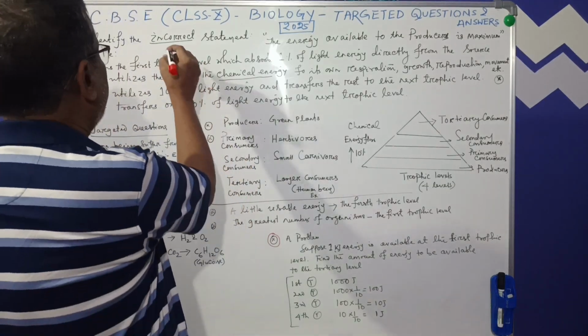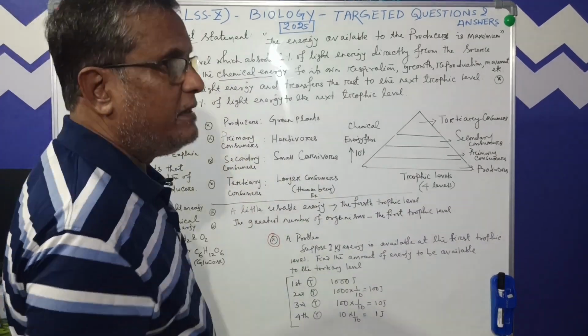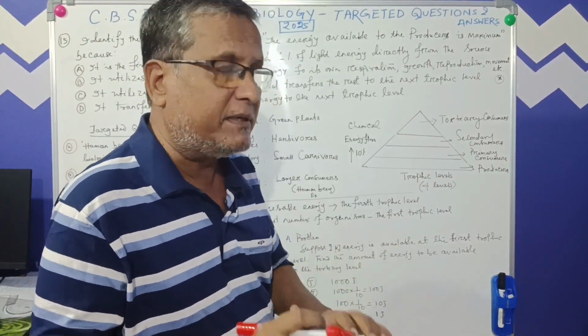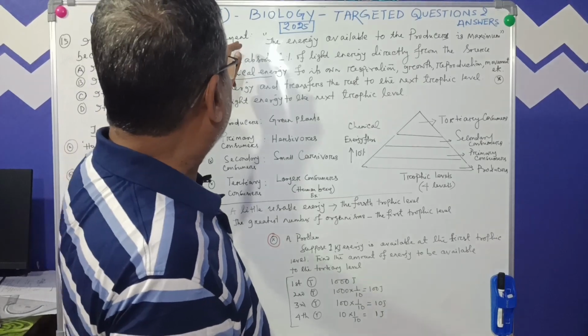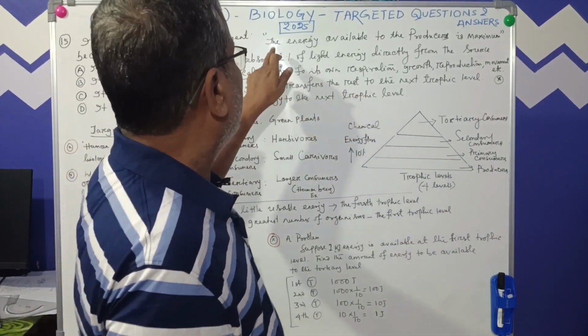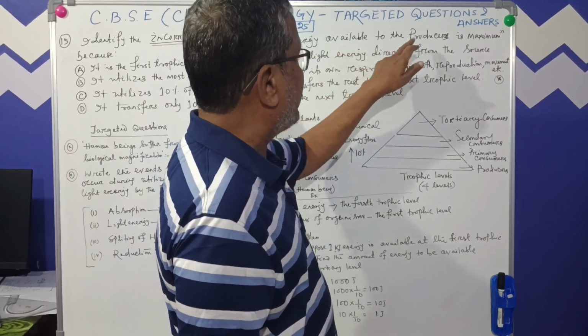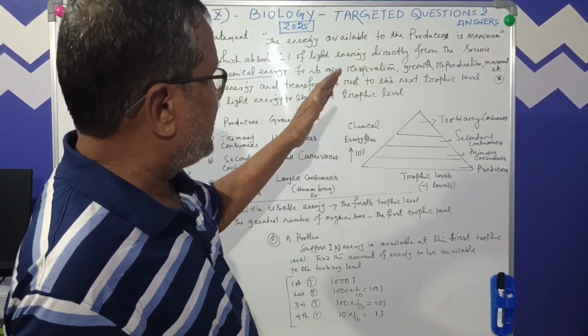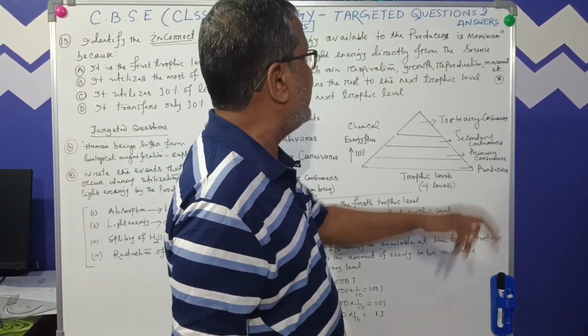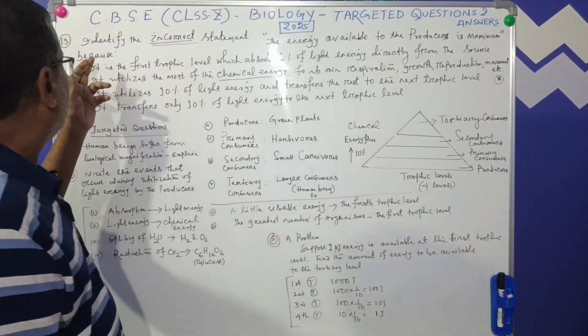Identify the incorrect. You see, this is very important. Incorrect means all are correct and one is not correct. That is the negative statement. The incorrect statement is the one within inverted commas: the energy available to the producers is maximum. Here is the producer. We shall discuss why it is maximum.